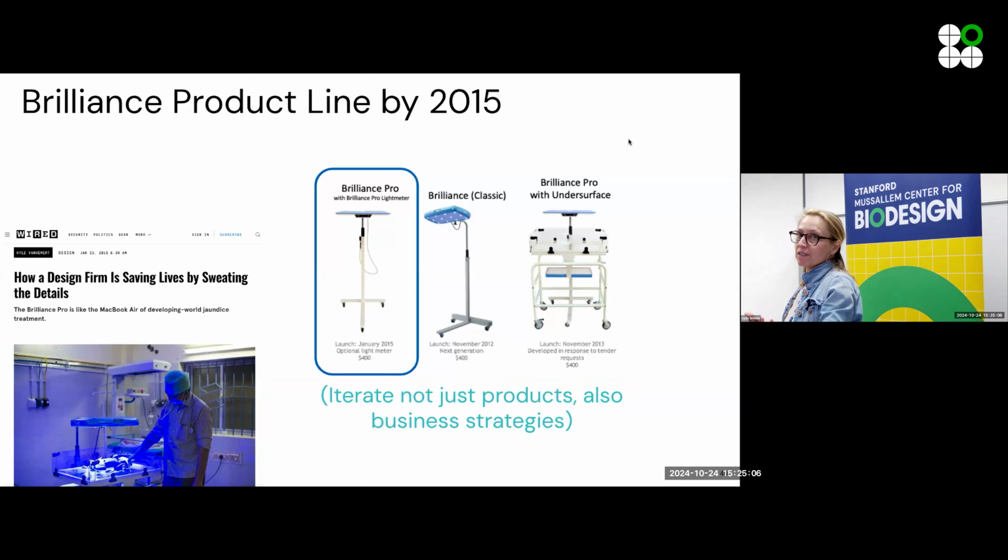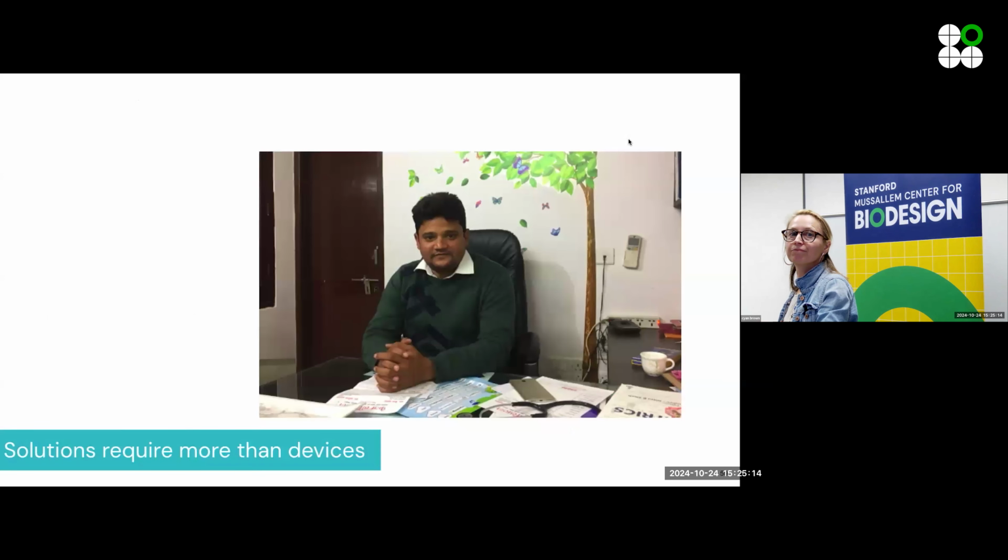Oh, yeah, and I should mention, I mentioned this a few times, but you don't just iterate the products, you're iterating your business strategy and your scaling strategy and all that other kind of stuff.